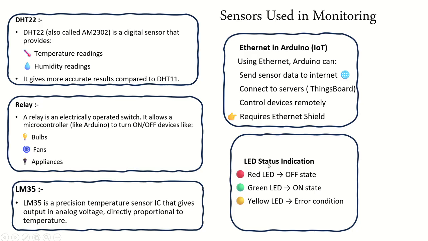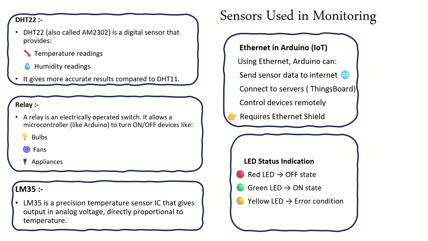Next is our LED. We have used LEDs for indicating status. We use three LEDs: a red LED for the off state, a green LED for the on state, and a yellow LED for error condition. We have connected the green LED to pin number 5 and the yellow LED to pin number 6. The red LED in Node 1 is connected to pin number 7, and in Node 2, to pin number 8.